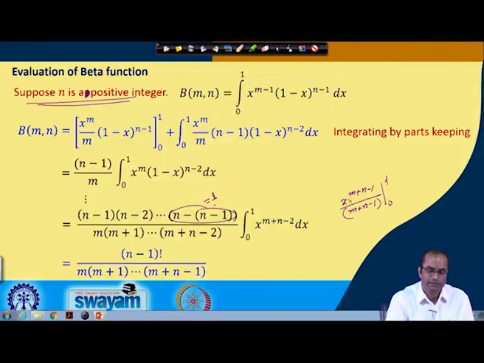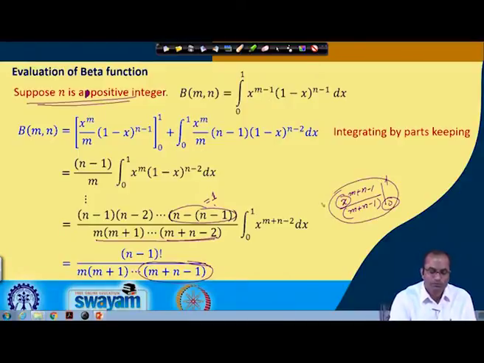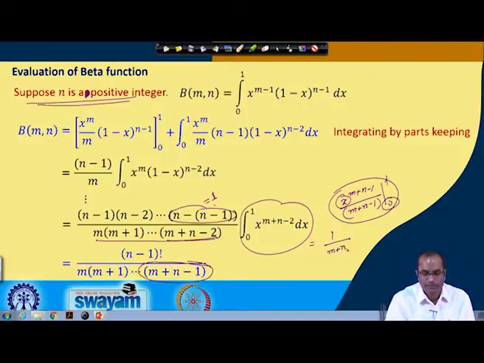When we put x equal to 1, we get 1 over m plus n minus 1, and that is the reason we have taken this product up to m plus n minus 1. That is the next term when we add 1 there. So, we have the continuity: m plus 1 up to m plus n minus 2, and then the last term m plus n minus 1, and when we put 0 there, this will be 0. So, this is the outcome out of this integral. Out of this integral we get just 1 over m plus n minus 1. This term we have incorporated.